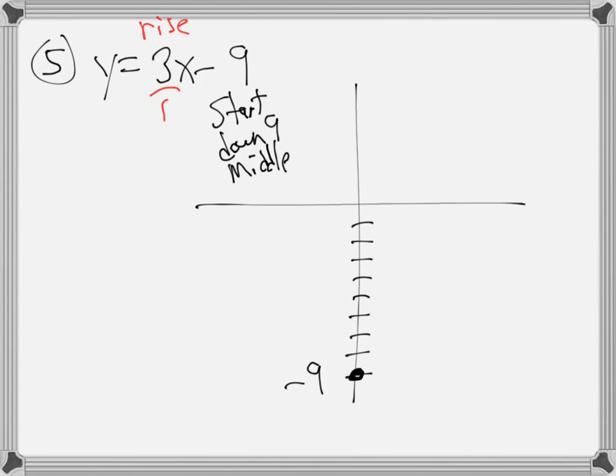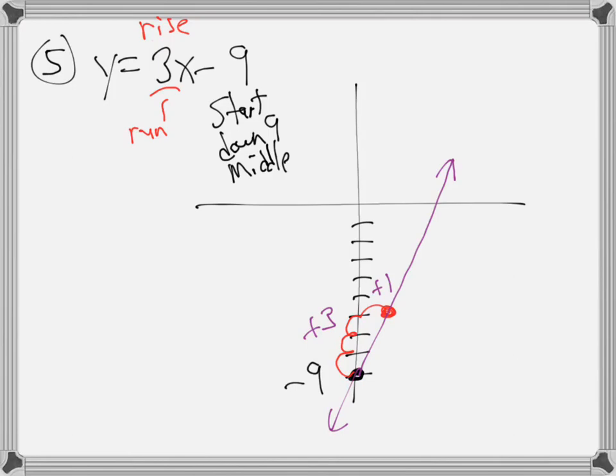So rise over run. Go up 3, 1, 2, 3, over 1. Up 3, over 1. Connect the dots. We're done. So it was up 3, over 1. Rise over run. It's all good. Remember, this is coming back to you.